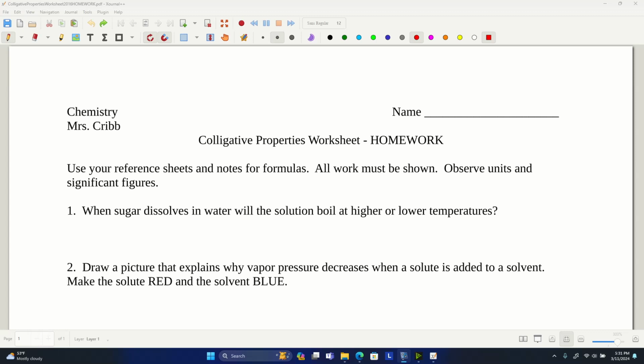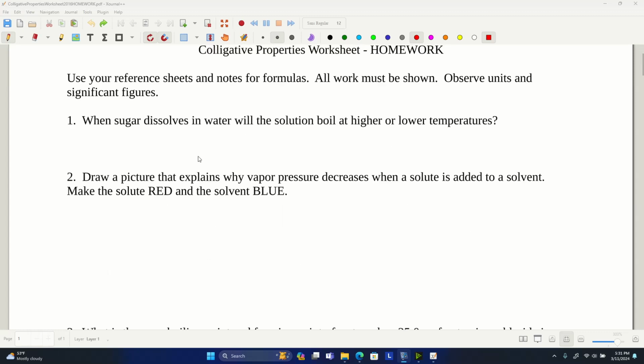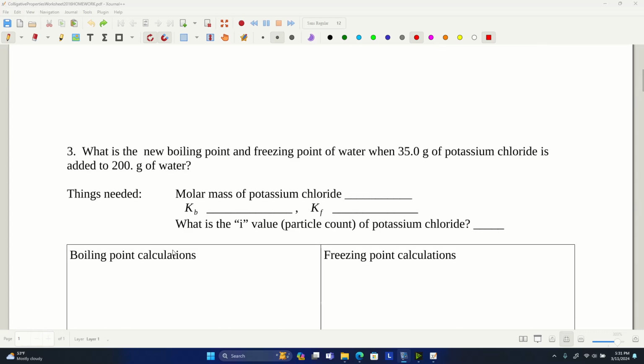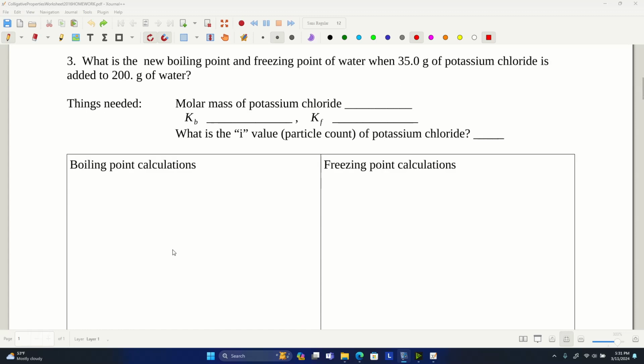Okay guys, we are going to do an example problem together. So I would like you to pull this worksheet out. Hopefully you've gotten it by now, called Colligative Properties Worksheet Homework. I'm not going to do these first few, but I am going to do this question right here with you. And then you're going to work on the rest of it together in class.